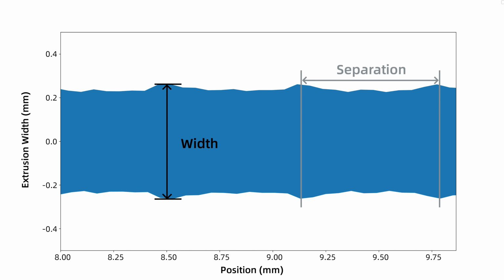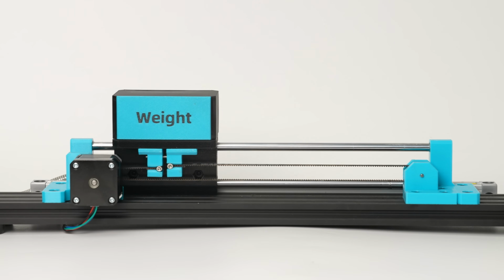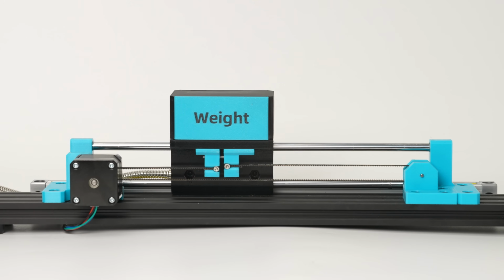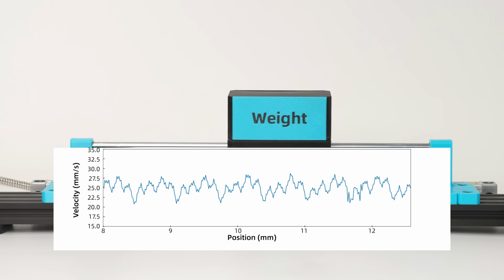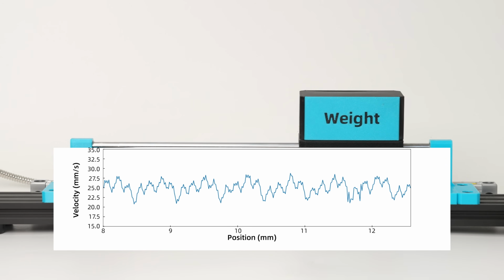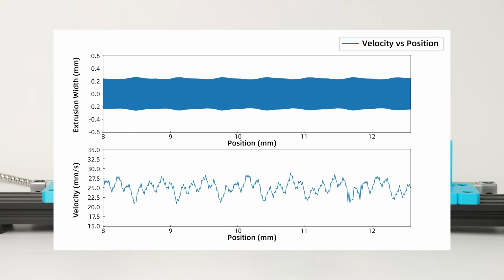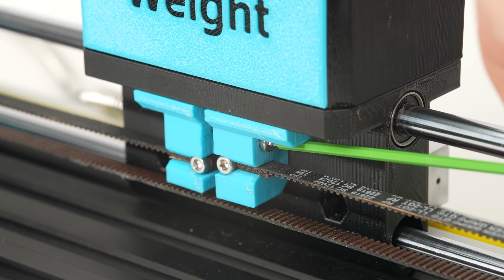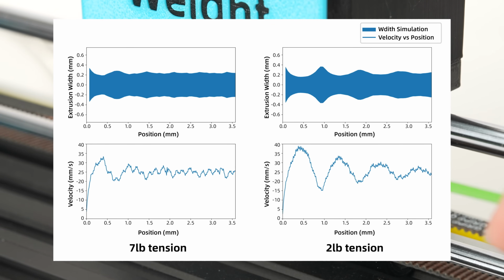This allows us to quantify and study the problem in a more objective and precise manner. So we use G-code to control the y-axis of the test platform to move back and forth and use the data from the optical linear scale to calculate the actual speed of movement and thus simulate the print quality. When we change the belt tension, the print quality also changes.